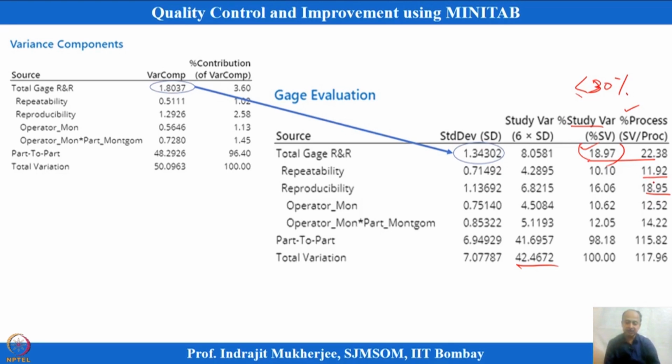If it is less than 10%, that is the best we can get. Overall it is 30%. So the best instrument should be less than 10%, but 10 to 30% we can keep within this. If it is within this, we can use the instrument, but if it is more than 30%, we have to reject the instrument for use on the production floor.